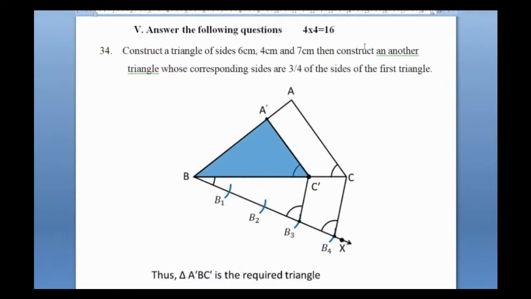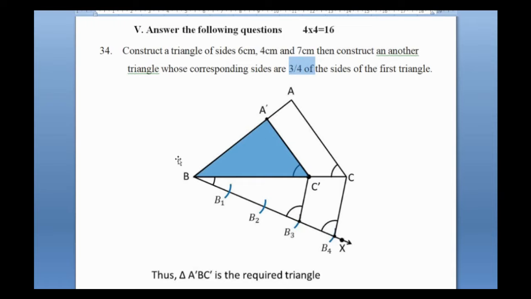We will discuss the fifth section. Each question carries 4 marks, and we have 4 questions in this section. Let us discuss the 34th question. Construct a triangle of sides 6 cm, 4 centimeters, and 7 centimeters. Then construct another triangle whose corresponding sides are 3/4 of the sides of the first triangle.